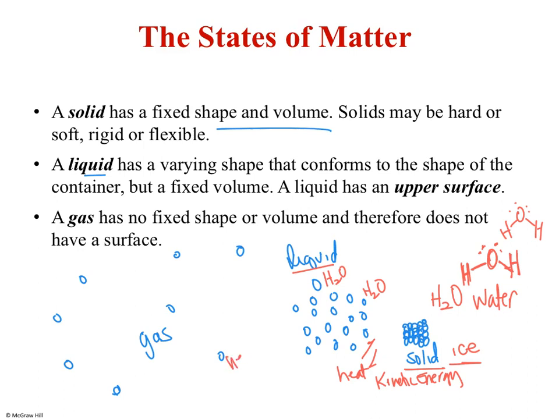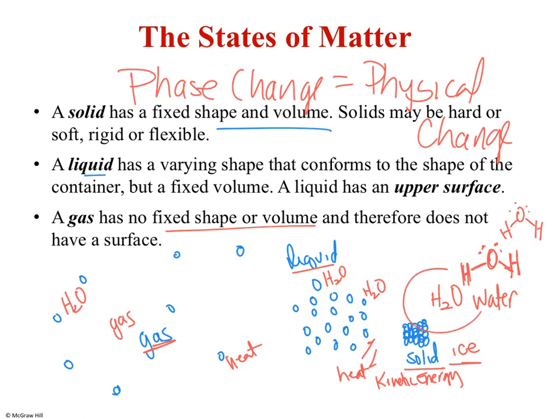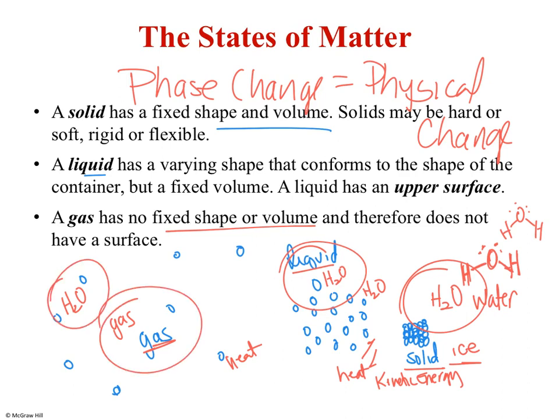And if you add more heat, they get so far away, they become water gas. And they have no fixed shape or volume. So it's still the same substance. This is called a phase change. And I want you to remember phase change equals physical change. Okay? Because it's not a chemical change. A chemical change, you'd have to change the substance. You change the substance, you change the formula. These formulas, whether they're liquid, gas, or solid, are the same, H2O.